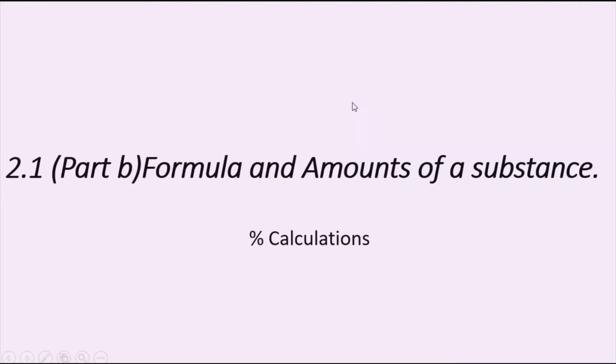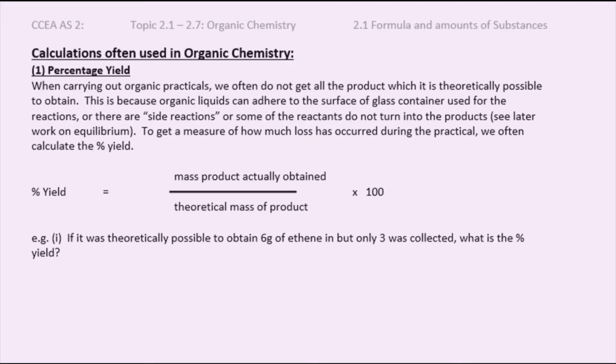In this presentation, I'm going to try and clarify a few of the points on pages 21 through to the end of your formulas and amount of substances booklet. There are two percentage calculations that you could be asked to do at AS level. The first one is what's called percentage yield.